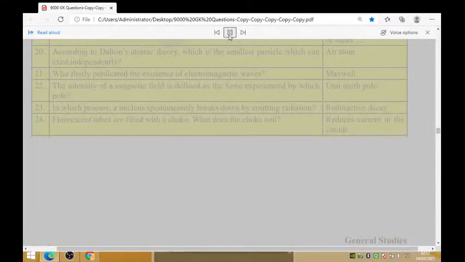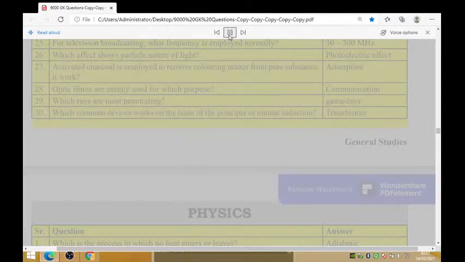25. For television broadcasting, what frequency is normally employed? 3300 MHz. 26. Which effect shows the particle nature of light? Photoelectric effect. 27. Activated charcoal is employed to remove coloring matter from a pure substance. It works by adsorption.